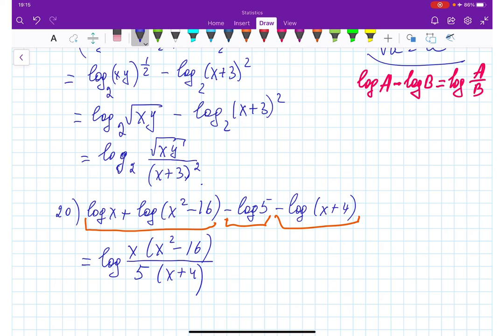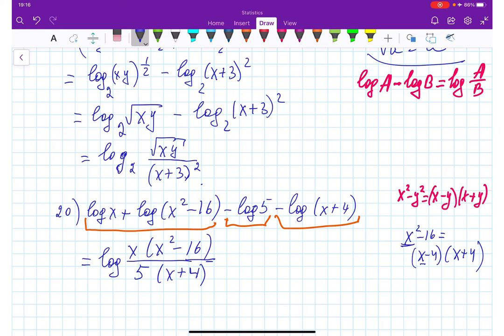Okay? So from addition, we get multiplication. From subtraction, we get division. Now, what is interesting here? We have x squared minus 16, and in denominator, we have x plus 4. The thing is, x squared minus 16 is equal x minus 4 times x plus 4, right? It's a difference of squares. Remember the formula? X squared minus y squared is equal x minus y times x plus y. By the same principle, x squared is going to be x squared, 4 squared is going to be 16, just like we have here. So I'm going to open log x times x squared minus 16. Oops. I forgot, I need to open it.